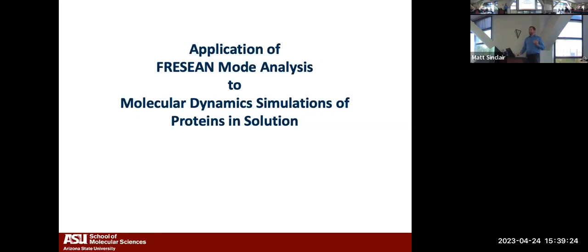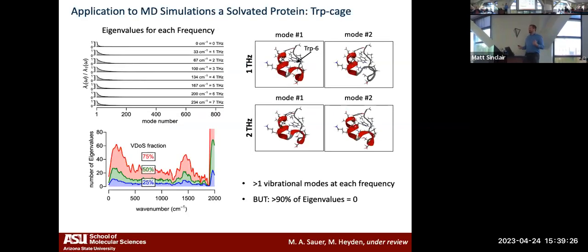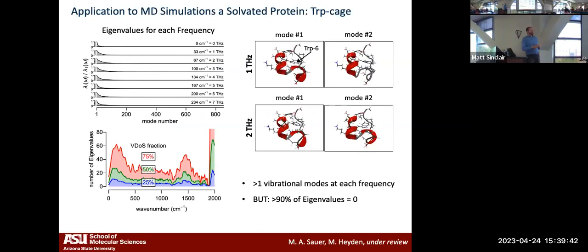But can we do it with proteins? And I wouldn't be here if the answer wasn't yes. We first did it for the Trp-cage mini protein, of course very small. But already there, you have 800 degrees of freedom. So you have 800 by 800 matrices. Not a big deal, to be honest. It's actually pretty quick, and you can do it for many different frequencies. Here, I go from 0 terahertz to 1 terahertz, roughly 33 wave numbers. And you actually get answers for 0 terahertz as well.